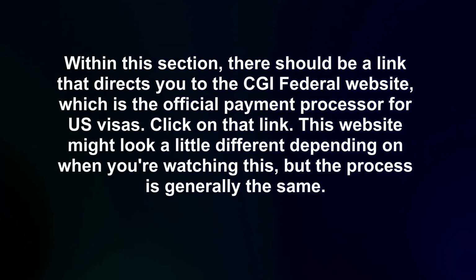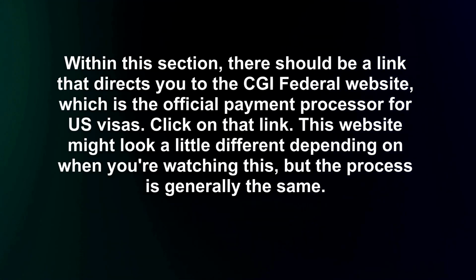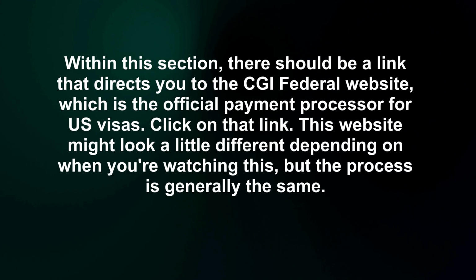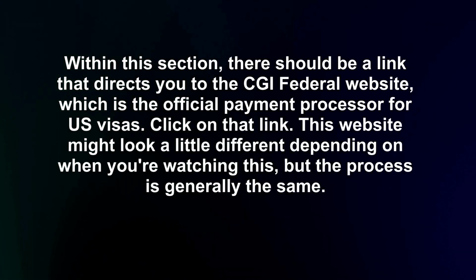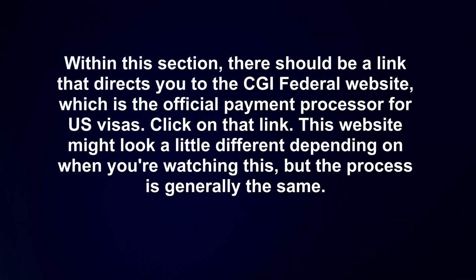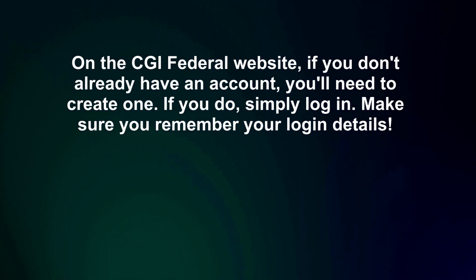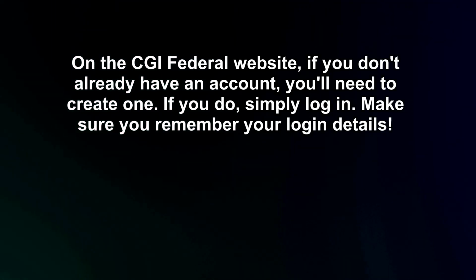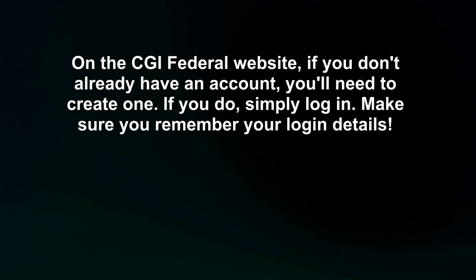Within this section, there should be a link that directs you to the CGI federal website, which is the official payment processor for US visas. Click on that link. This website might look a little different depending on when you're watching this, but the process is generally the same. On the CGI federal website, if you don't already have an account, you'll need to create one. If you do, simply log in.